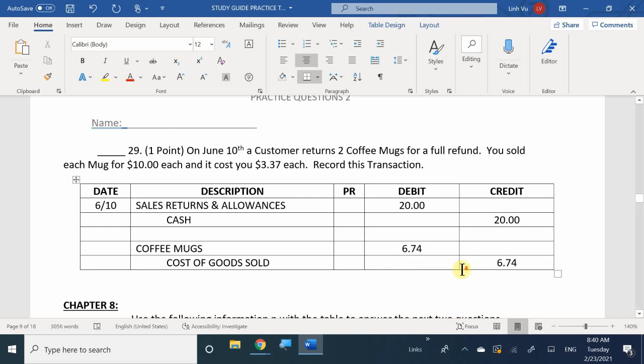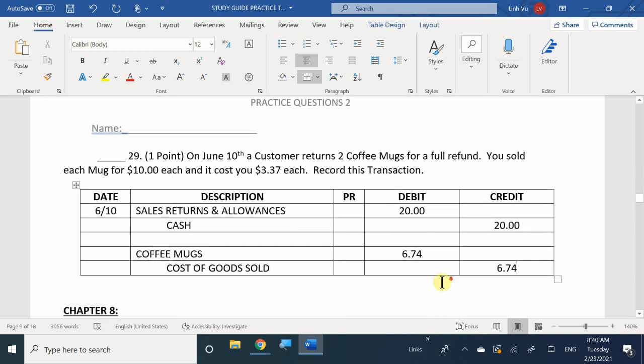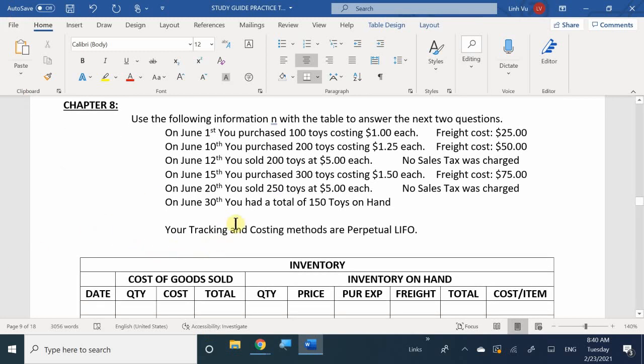All right, good. So make sure that you know that because chapter 7 was all about making the purchases, making the sales, and then making the purchase returns, and also making the sales returns. Good. So here we're diving into chapter 8. Use the following information with the table to answer the next 2 questions. The most important thing that you need to know is that your tracking and costing methods are perpetual LIFO. Okay. So let's go ahead and take a look.